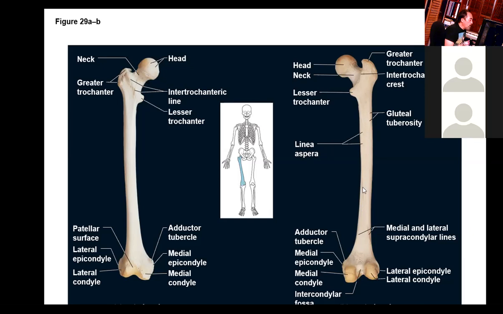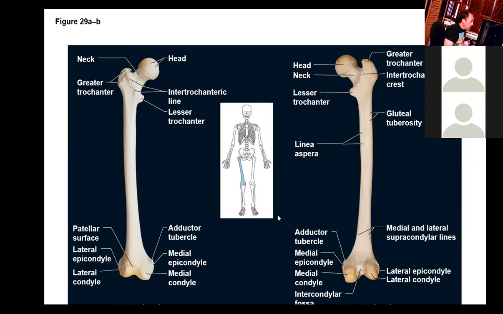The linea aspera is located here. Okay, so I'm going down this end. I got my condyles, which are my wheels. So the bump on the side is going to be my epicondyle. This is the lateral epicondyle. This is the medial epicondyle. So wherever the head of the femur goes, that is the medial side, right? And that's exactly what it is.